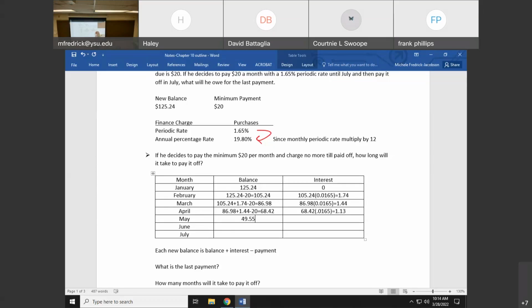$49.55 here. That would be the $16.42 plus the interest for that month, and then he made the $20 payment, so minus the 20. Is that what everyone's getting?